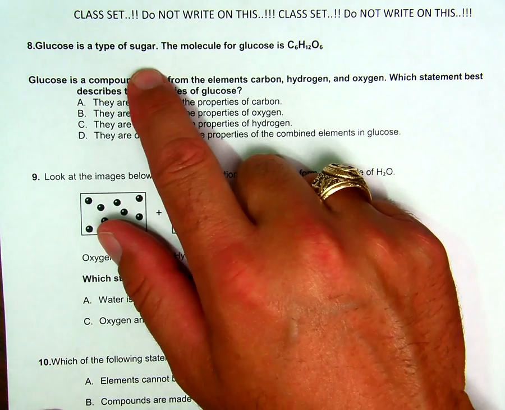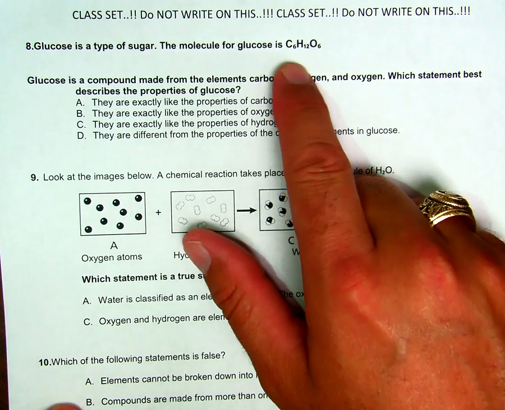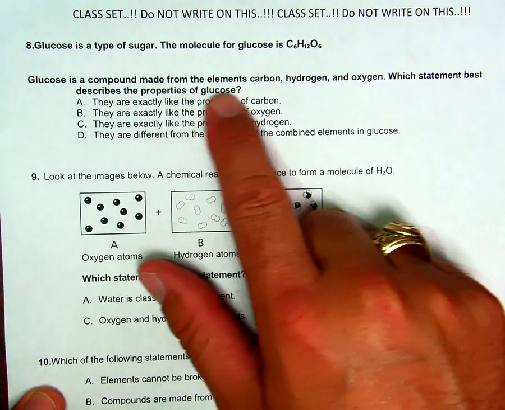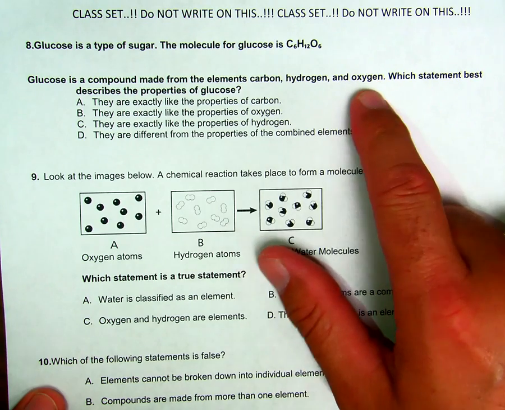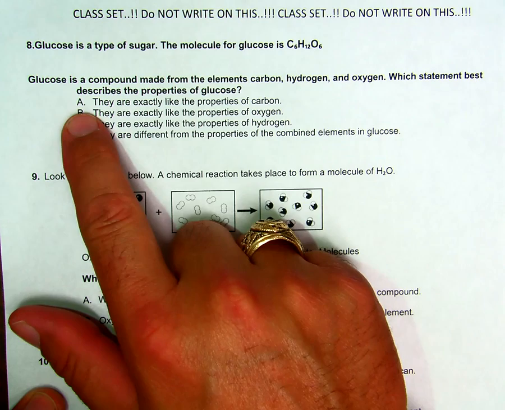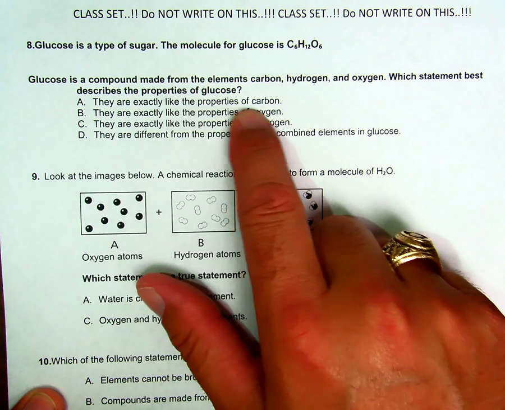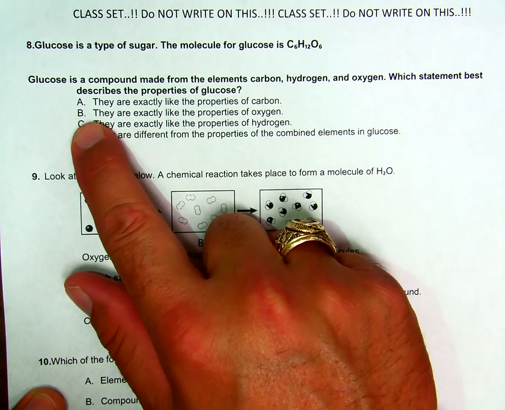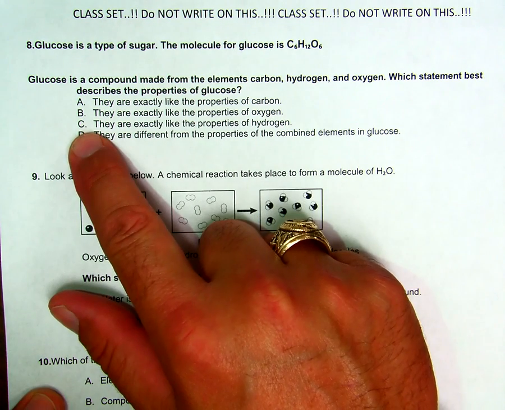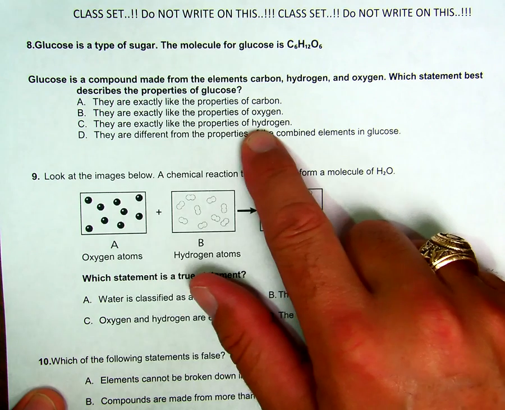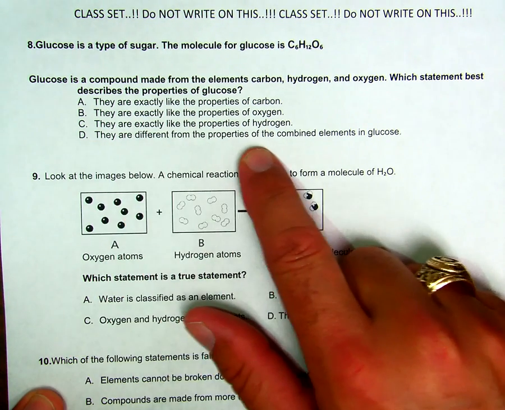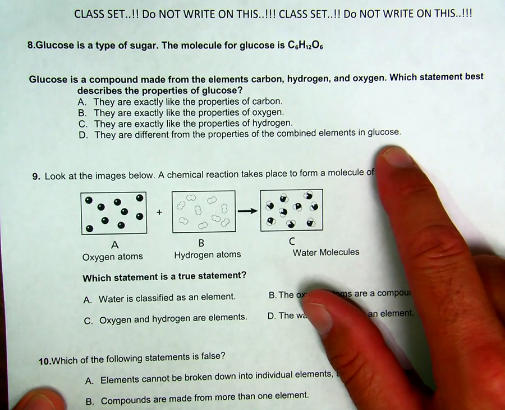Glucose is a type of sugar. The molecule for glucose is C6H12O6. Glucose is a compound that's made from the elements carbon, hydrogen, and oxygen. Which statement best describes the properties of glucose? Is it A, they are exactly like the properties of carbon, B, they are exactly like the properties of oxygen, C, they are exactly like the properties of hydrogen, or D, they are different from the properties of the combined elements in glucose?